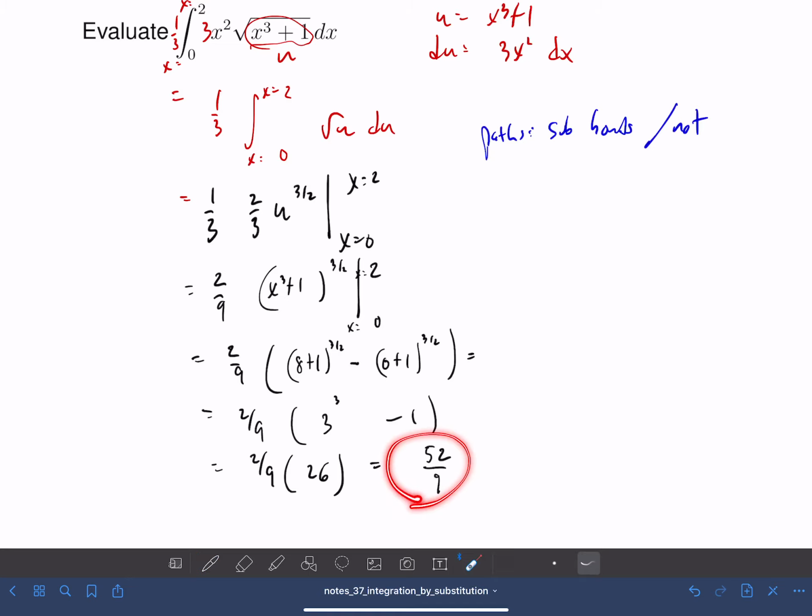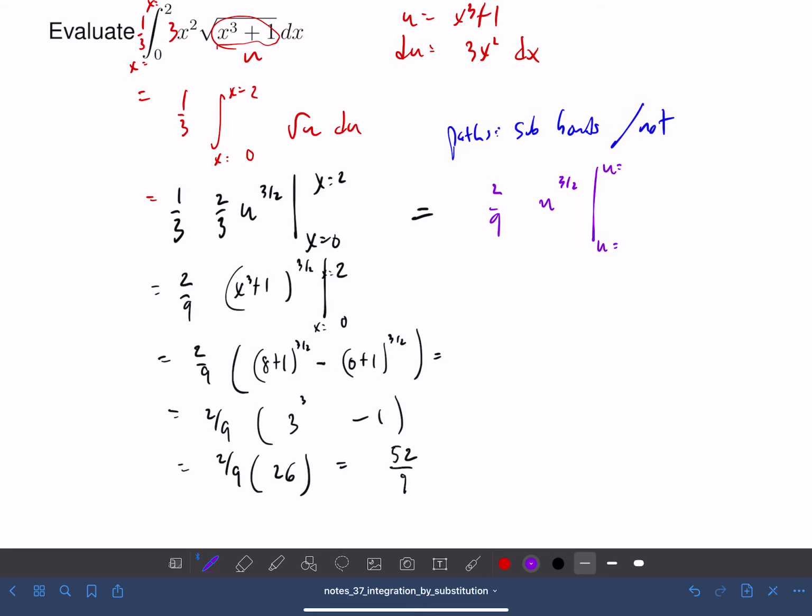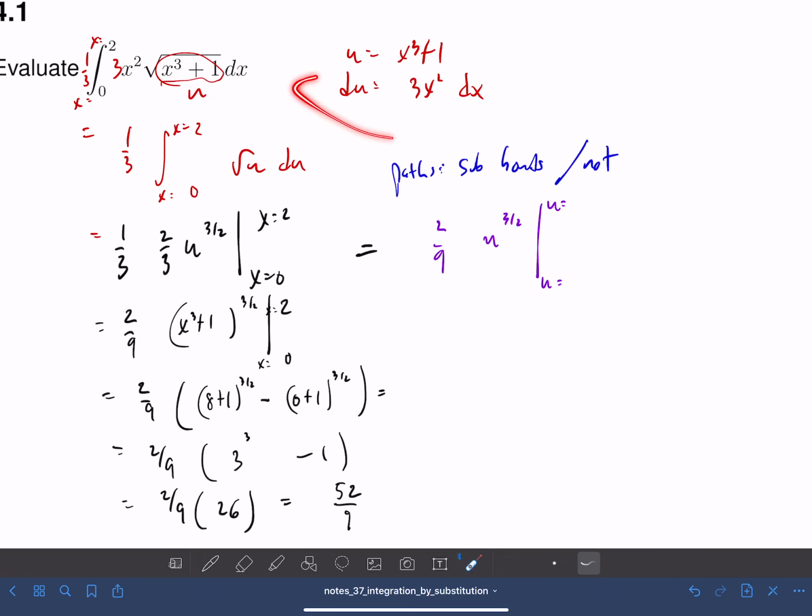So if I do it this way, where I keep my bounds in terms of x, I should get the exact same thing as if I transform my bounds. So I'm going to go back to this step right here, and I'll write in purple. I haven't written in purple yet. So I'm going to have 2/9 of u to the 3 halves evaluated from, okay, I'm going to replace those with u of 0 and u of 2, utilizing this part right there. Why 0 and 2? Because those are my bounds of integration. Those are going to go here and here.